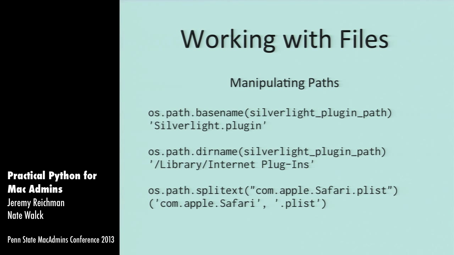I'm sure that with all the things that have happened with Safari over the last couple of months, everybody's very familiar with this file. And other things like XProtect. I'm going to split the extension off, and I get that extension as the second item in the output, so .plist. It's a very efficient way to do this. Python is geared to do this.